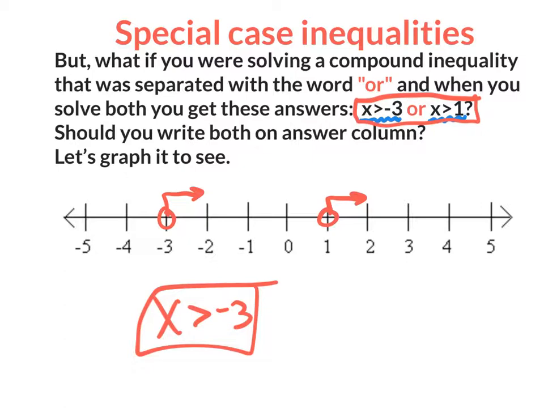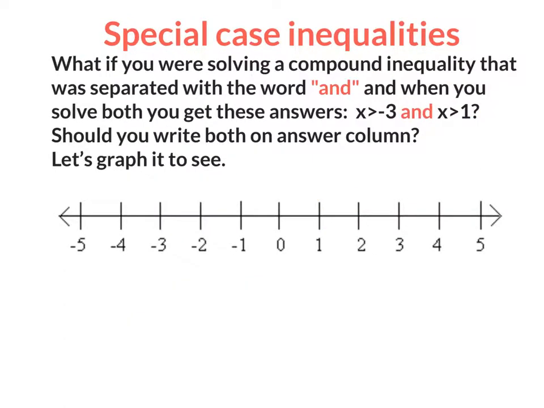Check this out. What if you were solving a compound inequality and it was separated with the word and? Now, and usually means that you have an area that's together, right? But let's say you solve it and you get this answer right here and that answer right there, with the word and between them. If you graph it, you have -3, open dot, going that way, and x is greater than 1, open dot, going that way.